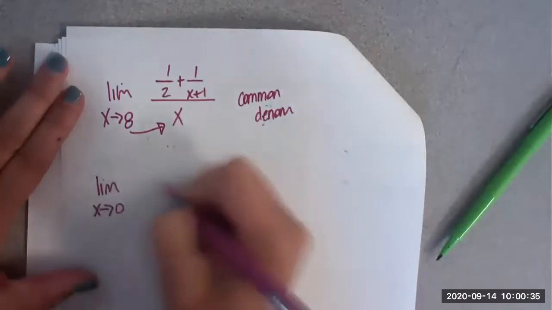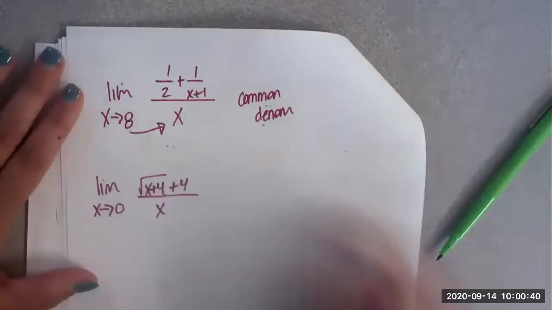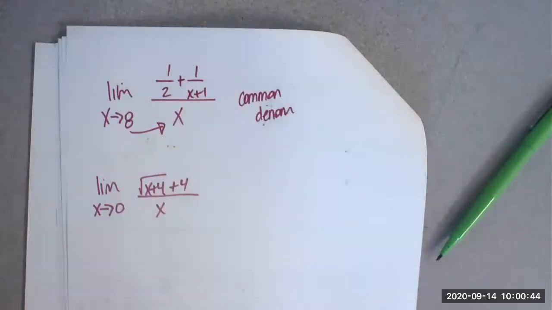The other kind you're going to see were the ones where you had something like this. I don't know if that's exactly what you might see. Something similar to that. Think about what you would have to do.